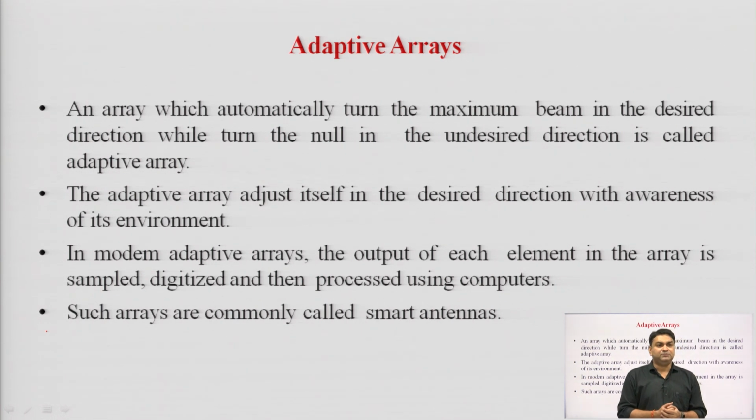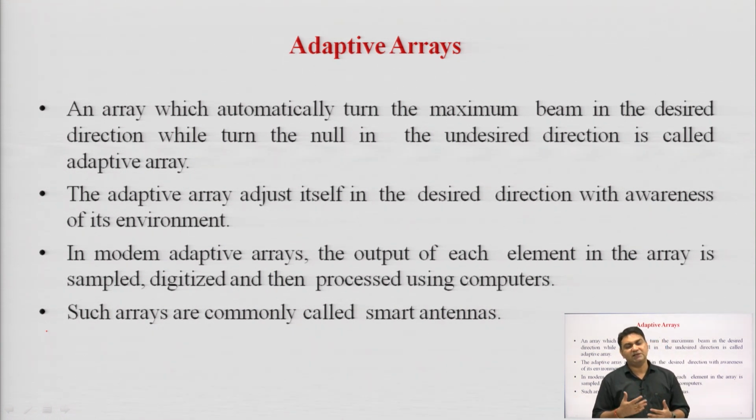Adaptive arrays. Adaptive arrays are also a very unique kind of array system which are utilized in antenna array theory. These are the arrays which automatically turn the maximum beam in the desired direction while turning the null in the undesired direction, which is called the adaptive array. The adaptive array adjusts itself in the desired direction with awareness of its environment. In modern adaptive arrays, the output of each element in the array is sampled, digitized and then processed using computers.